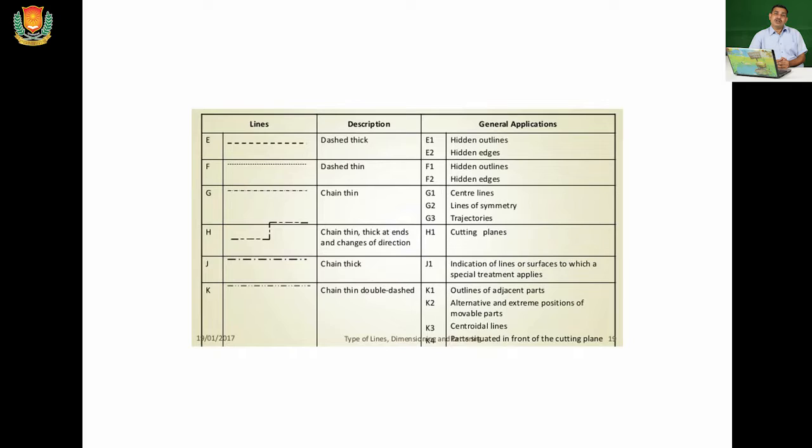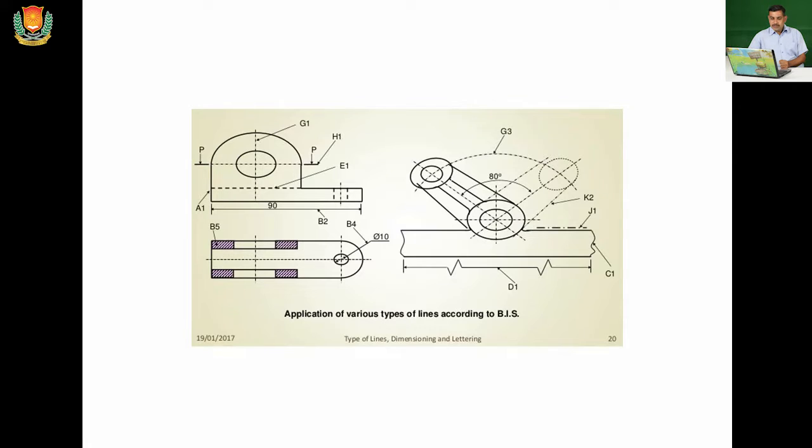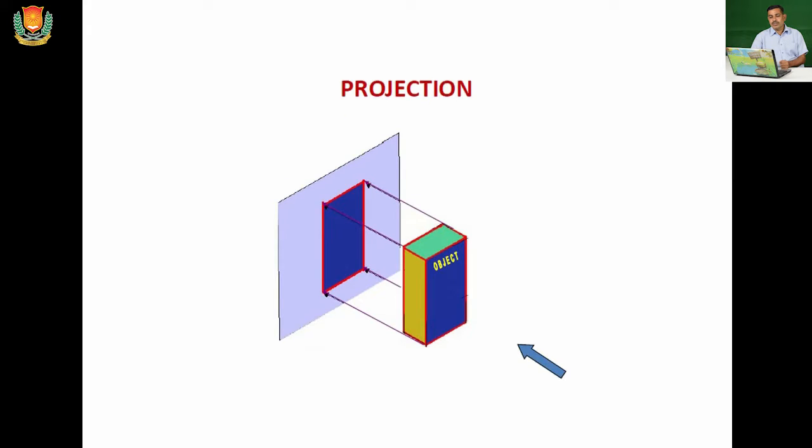First we start the drawing from the center of any object, so we draw the chain thin lines, the vertical chain thin line and the horizontal chain thin line. These lines intersect each other, and that point is the center of the object, so we start drawing the object from that center point. In this example we are showing the several lines used: some hidden lines, some visible outlines, and D1 is the straight zigzag line, and the continuous thin line, and chain thin line.